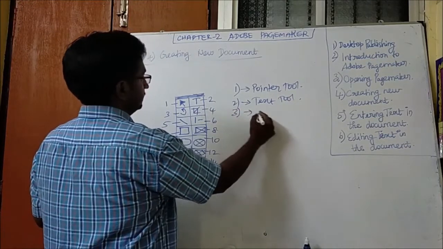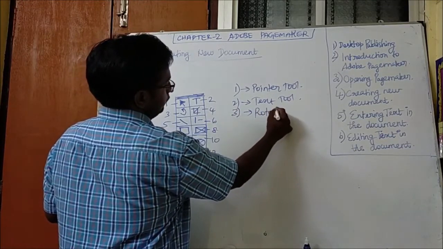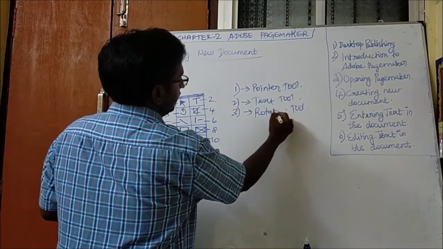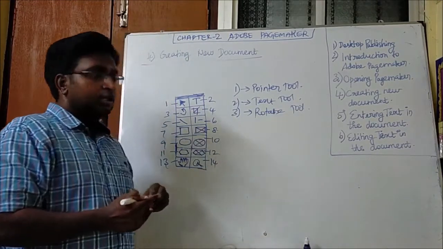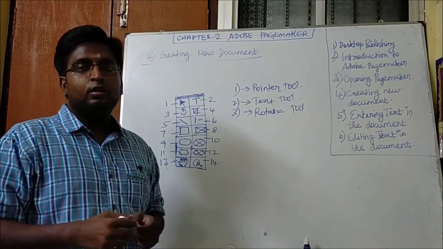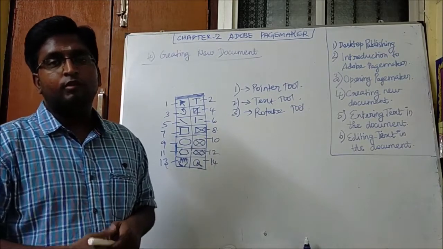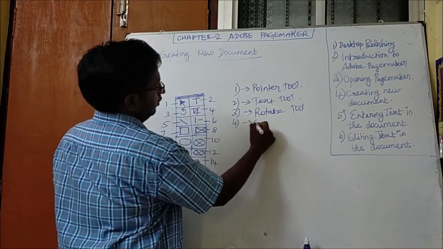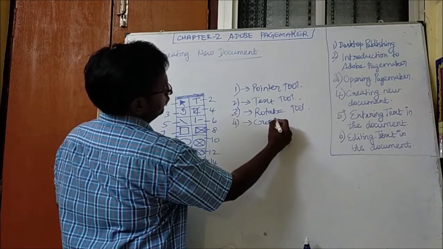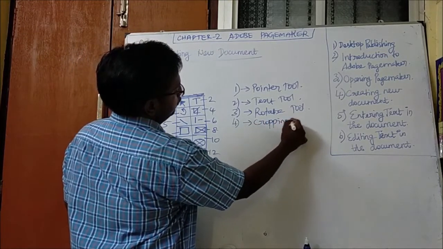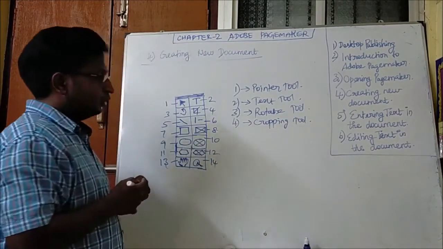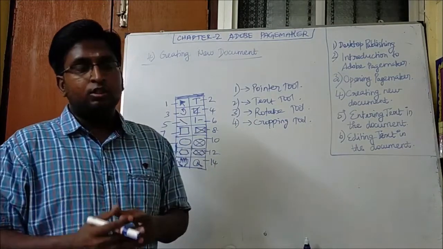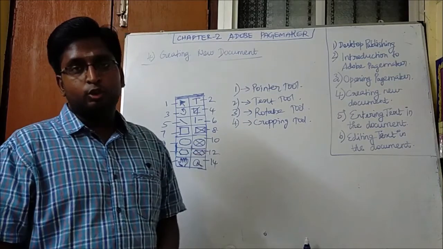So the next one is the rotating tool, or rotate tool. We can have it as the rotate tool. By selecting this, you can rotate an object, or you can rotate a text block or a frame, whatever is needed. So the next one is the cropping tool. If you want to trim an image, if you want to cut an unwanted portion of an image, you can use this cropping tool.